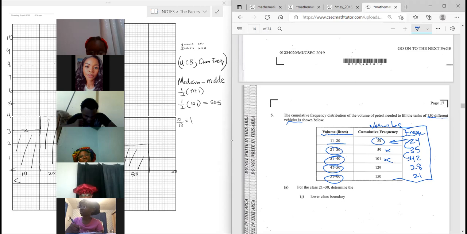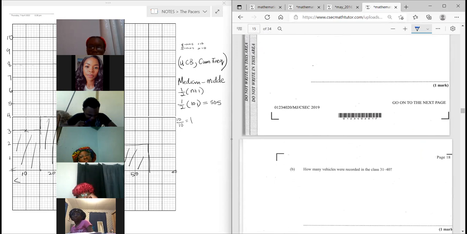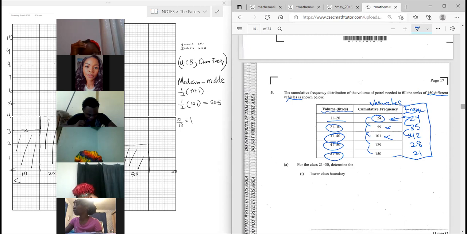You with me? Right, so in order to work backwards from your cumulative frequency to your frequency, you just subtract this, this, this, this, to get the individual frequencies, right? So, how many vehicles are recorded in the 31 to 40? 42. You all got that right?